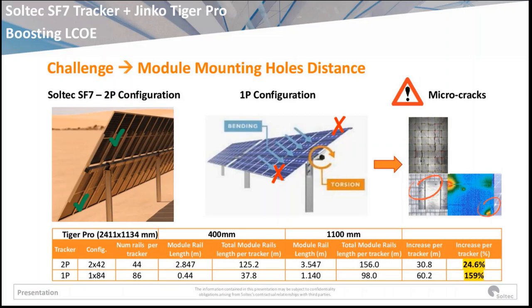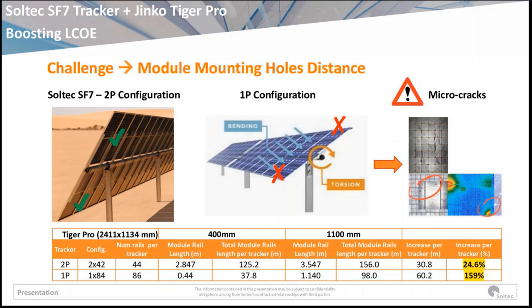And then if we go to the table, we can see the numbers. We are comparing a configuration of two in portrait, 2 per 42 with 44 rails per tracker, compared to one in portrait tracker in configuration 1 per 84, and it has 86 rails. So the tracker in 1P configuration has a lot more rails because of its configuration. So if you need to lengthen the module rail in the 1P tracker, it is going to be a lot more than in the 2P tracker.